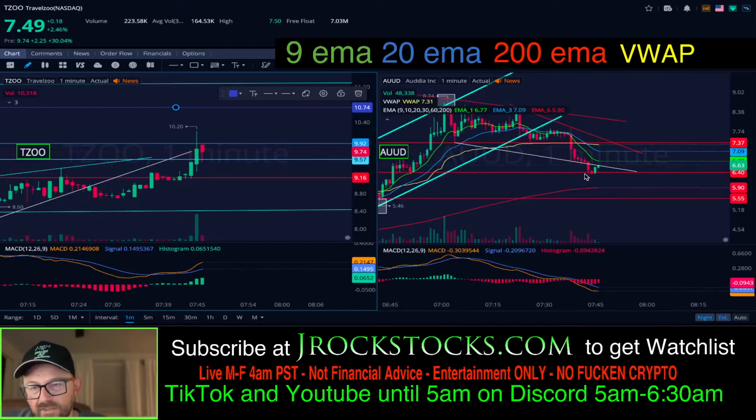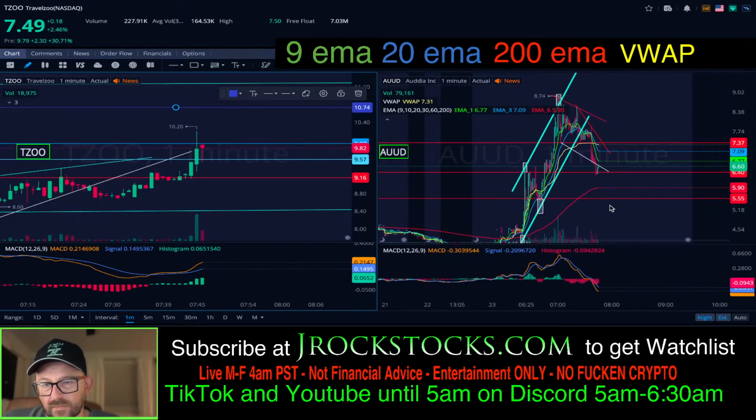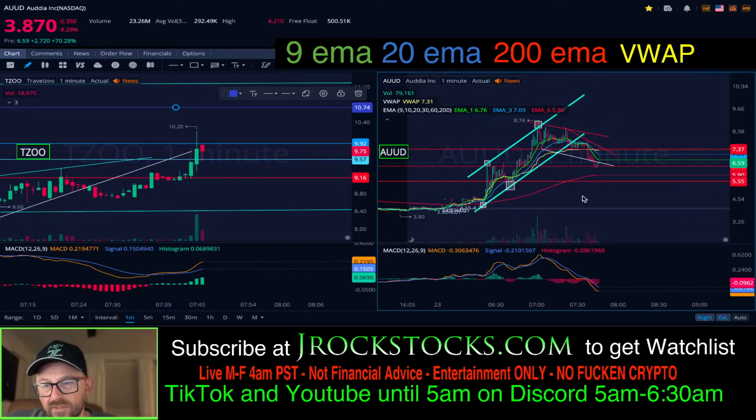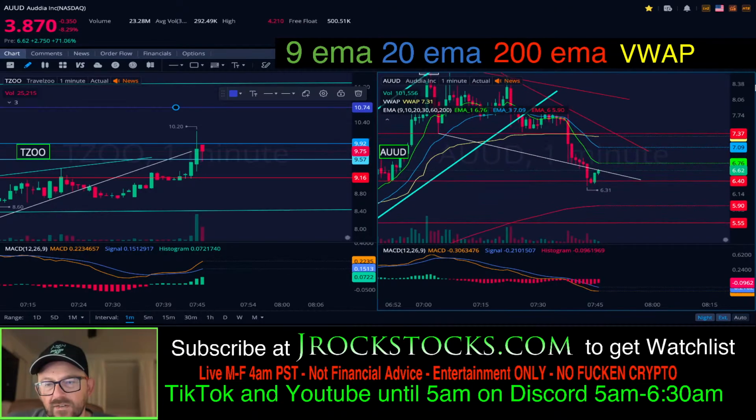Look at what this is bouncing off of. Gee, that's funny, that's its support on AUUD. Don't be fooled though. Pay very close attention. You've got this little resistance right here, this little line right here. That's a resistance line.